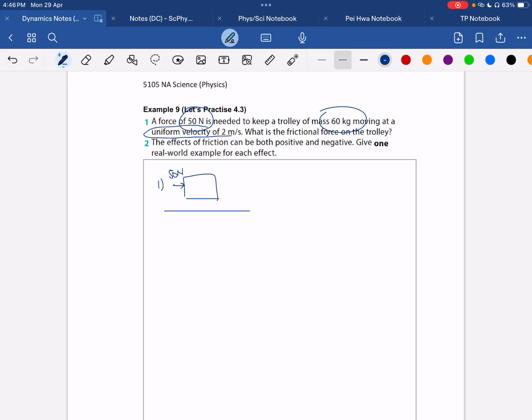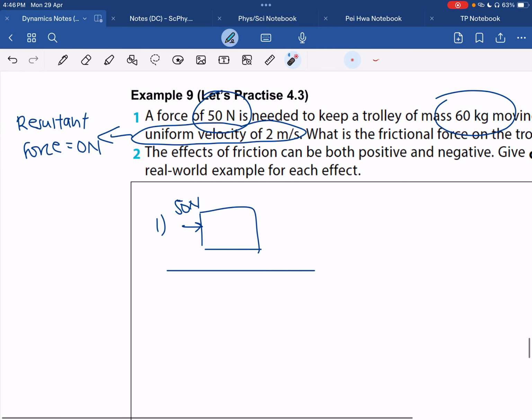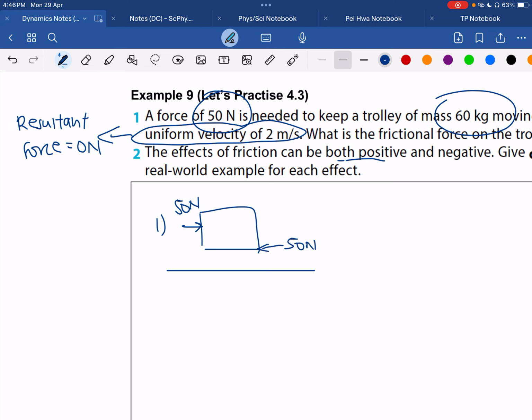Remember that uniform velocity tells me that it is zero resultant force. So resultant force equals to 0 Newton. That's what uniform velocity tells me. So that means that there's no resultant force. If 50 Newton is the driving force needed, the friction will have to be 50 Newton as well.